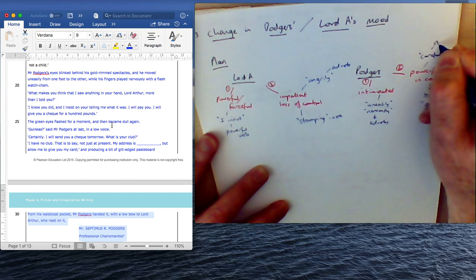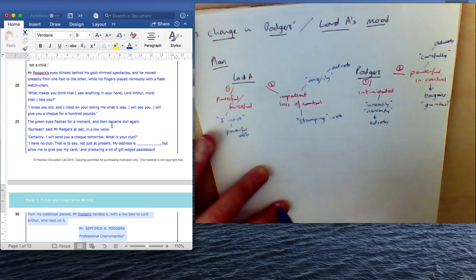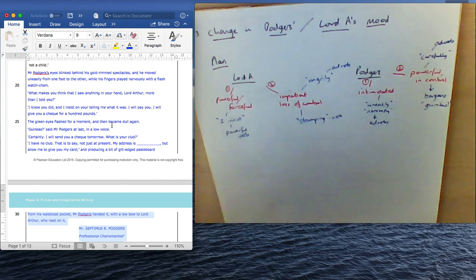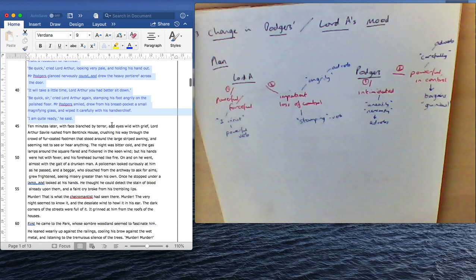So the more Lord Arthur gets angry and loses control, the more in control Podgers becomes. He takes his time. He cleans his magnifying glass. Down here you can see he drew from his breast pocket a small magnifying glass and wiped it carefully with his handkerchief. So Lord Arthur is impatient here, Podgers taking his time. He's got all the time in the world. It's almost as if he's taunting Lord Arthur. So it's a complete role reversal there.